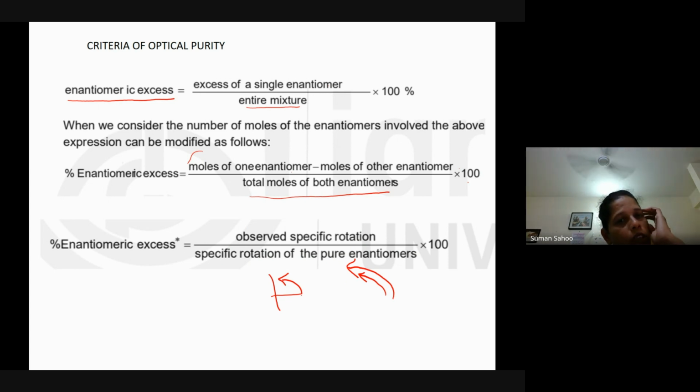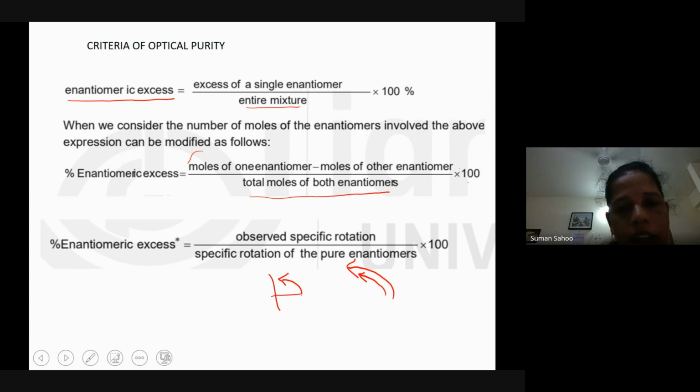percentage enantiomeric excess. So till now, does anyone have any doubt?